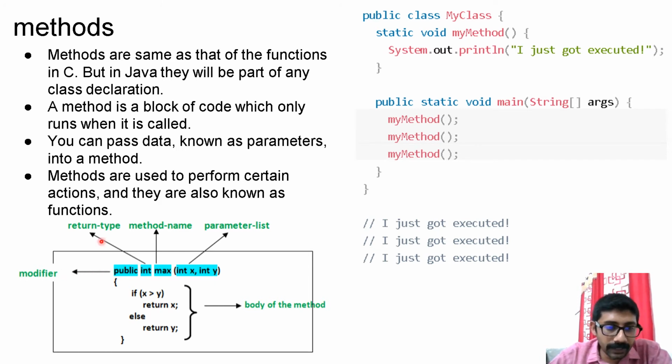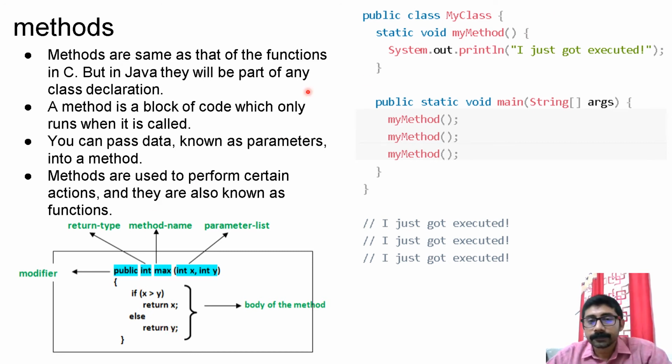Every function will have a modifier, that is public, then the return type, method name, then a list of arguments or parameters. Within braces, you will have the body of the method. Depending upon the return type, there will be a return. In this case it is returning an integer value. If the return type is void, you will see just return semicolon.